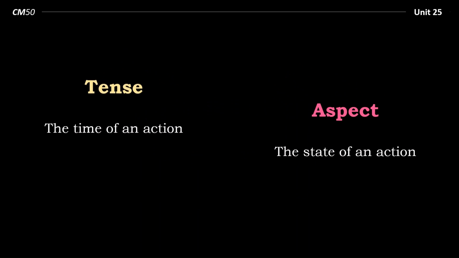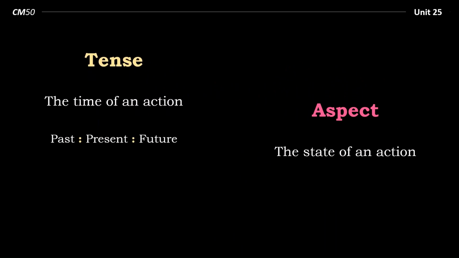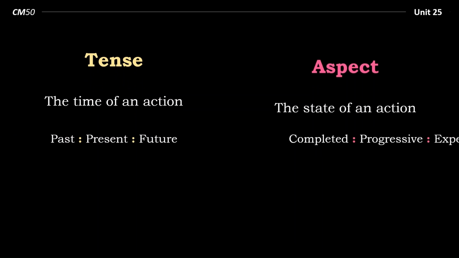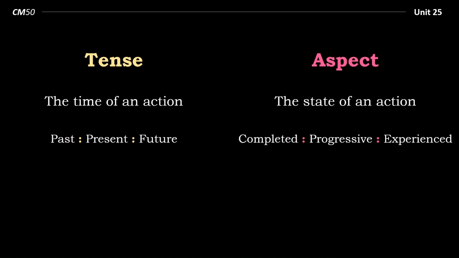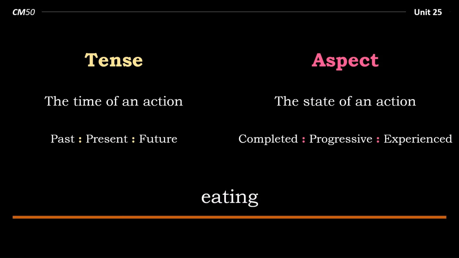Some common tenses are past, present, and future. Now, obviously, there are more than these, but we'll just consider these three for now. Some common aspects are completed, progressive, experienced. Now, let's bring in a word to look at these two, tense and aspect. And the word is eating.